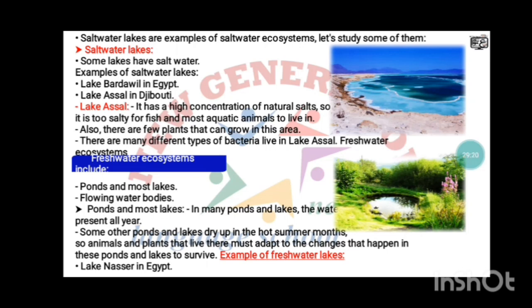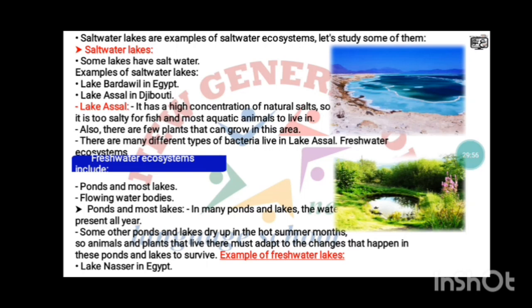Okay, and there are few plants that can grow in this area. There are many different types of bacteria that live in Lake Assal. Okay. Freshwater ecosystems include number one, ponds and most lakes. Number two, flowing water bodies. Okay, let's start with ponds and most lakes.